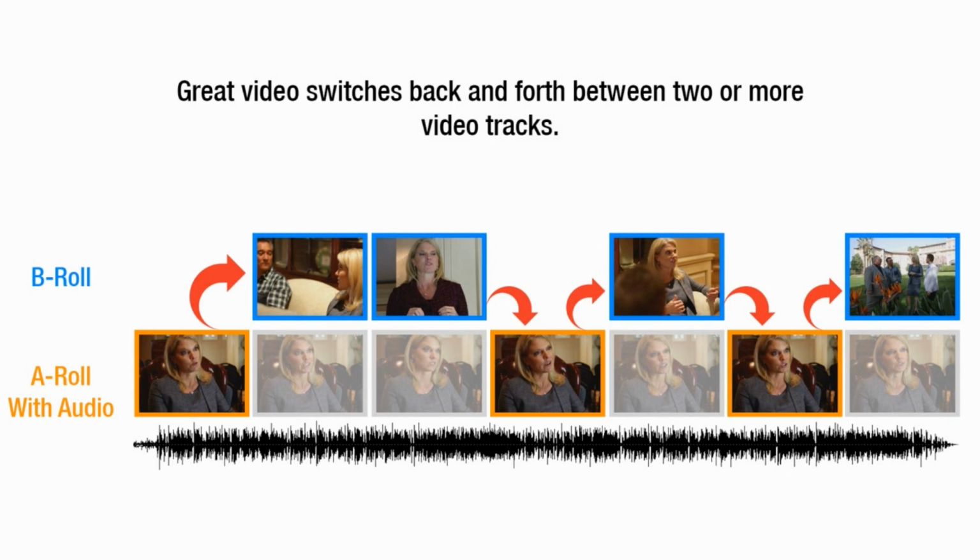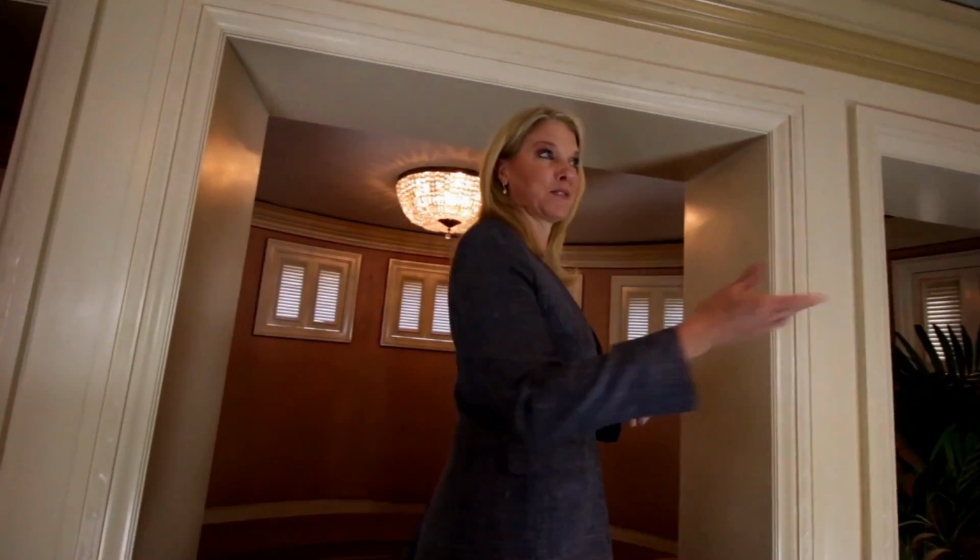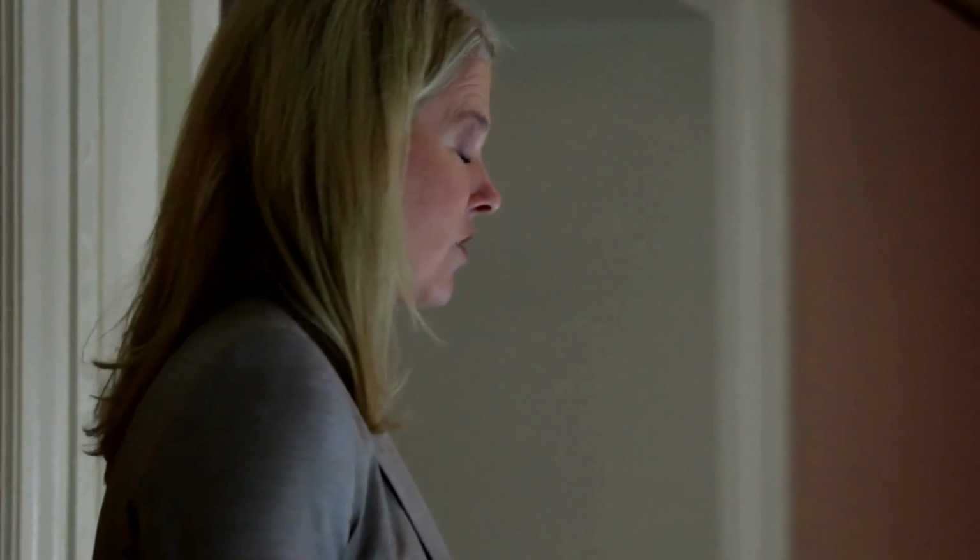When creating a video, we usually have 2 or more video tracks. The main track that has the audio is the A track or the A-roll, and the video track that we see here above is the B-roll. Let me show you an example. In this video we use 2 tracks. The interview is the A-roll and the footage of her speaking on stage is the B-roll.